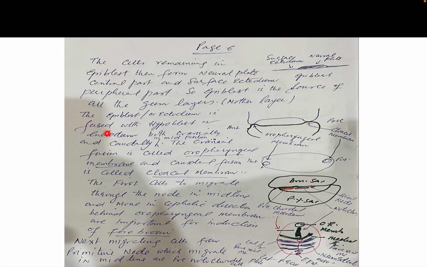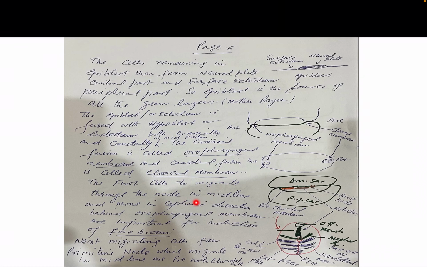Epiblast or ectoderm is fused with the hypoblast endoderm both cranially and caudally, which I told you, anteriorly and posteriorly. Epiblast and hypoblast fuse with each other. This will form the oropharyngeal membrane. This will form the cloacal membrane. The cranial one is called the oropharyngeal membrane, and the caudal one is called the cloacal membrane.